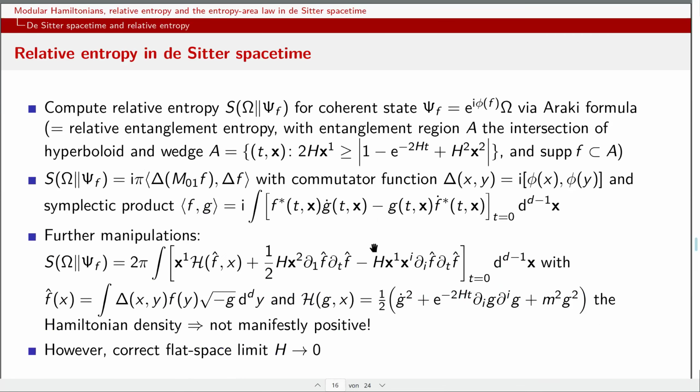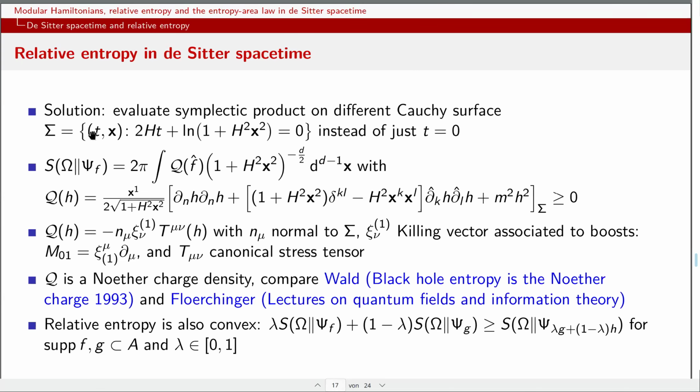The solution to the puzzle that this is not manifestly positive is given by slightly modifying the evaluation. Instead of taking the Cauchy surface t equals 0, we take a Cauchy surface of this form: t equals minus something that depends on x. And then we get a manifestly positive expression. Namely, we can write the result, with a factor 2 pi, this usual 2 pi temperature, some positive density q of f, and then a measure factor on this Cauchy surface, which is just the square root of minus g on the Cauchy surface.